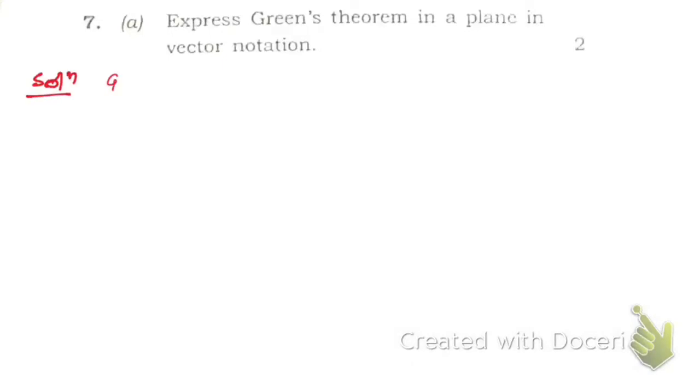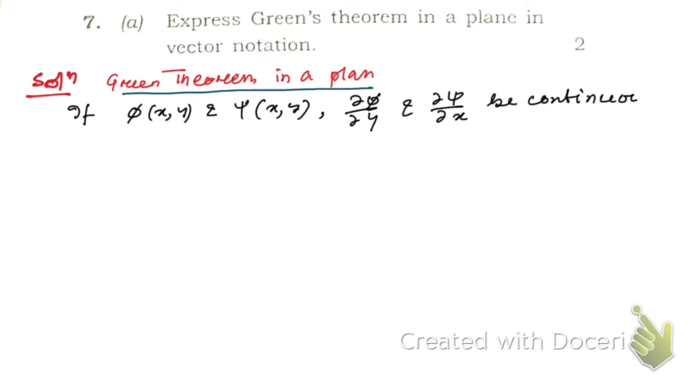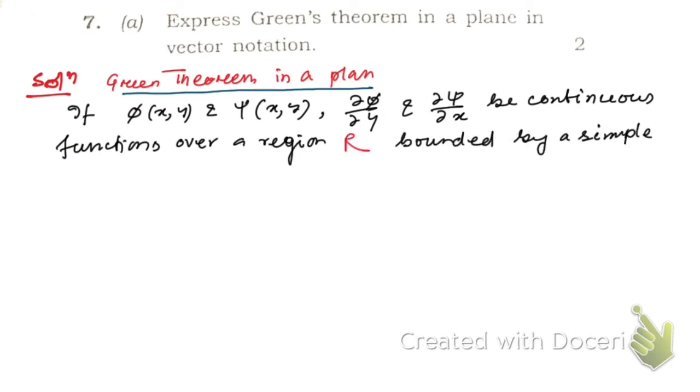Now let us solve question number 7. Express Green's theorem in a plane in vector notation. So Green's theorem in a plane: let phi and psi be two functions of x and y, and del phi by del y and del psi by del x be continuous functions over a region R bounded by the simple closed curve C in the xy plane.